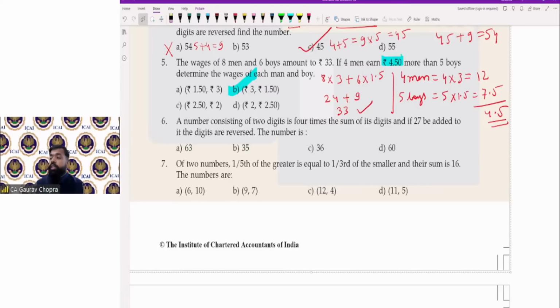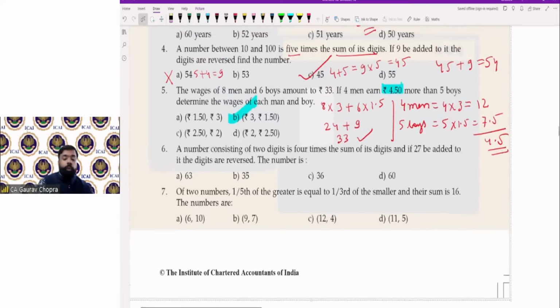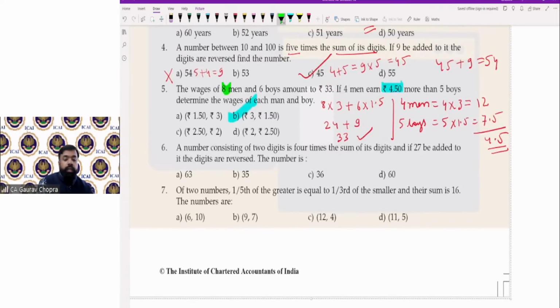Okay, Venkatashmi says, please repeat it again. See, 8 men and 6 boys together earn 33. So you have to check option by option, which option gives 33. We have tried option number B. The salary of 8 men is 8 into 3, 24. The salary of 6 boys is 6 into 1.5, that is 9. The total of both is 33, verified. So option number B is correct.